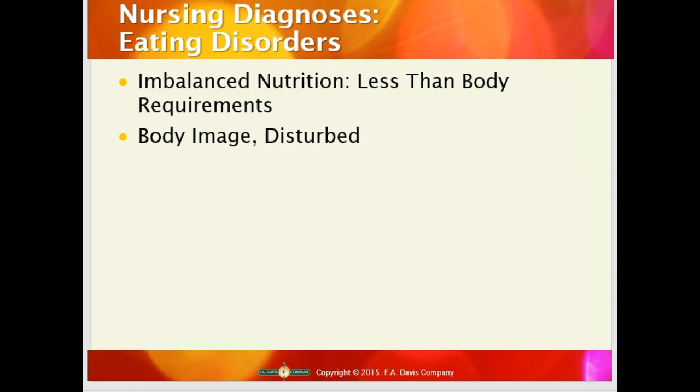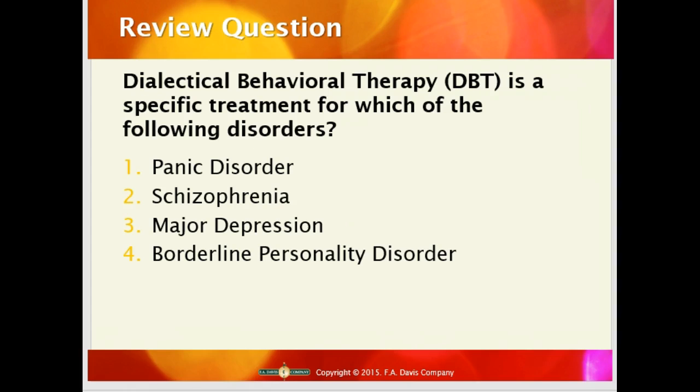Your nursing diagnoses include eating disorders. You have your imbalanced nutrition, less than body requirements, and your body image disturbance. If you have your care plan book, I'm not sure if you do, but if you do, you can look at pages 720 through 721 and look at your eating disorders in your ATI book in chapter 18. Here we have one of our review questions.